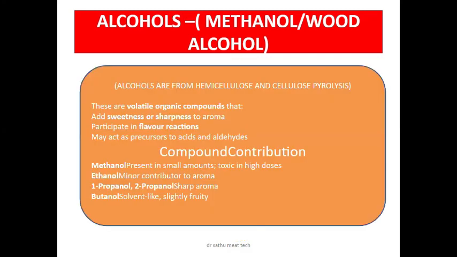Alcohols are formed from the pyrolysis of hemicellulose and cellulose. These are volatile organic compounds. Sometimes they add sweetness or sharpness to the aroma, but not much influence on the flavor. They may act as a precursor for acids and aldehydes. Compound contribution: methanol is present in small amounts but is toxic in higher doses. Ethanol makes a minor contribution to the aroma. Propanol, 1-propanol and 2-propanol, can produce a sharp aroma. These have only very slight effects. Alcohols do not play much role in flavor or color development.